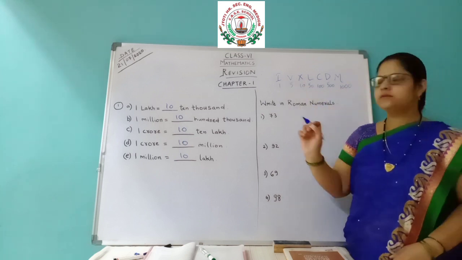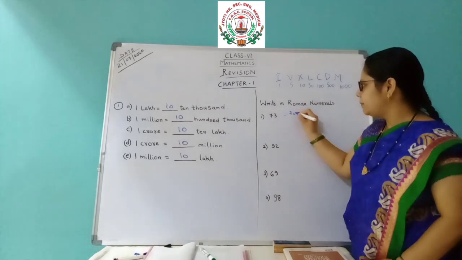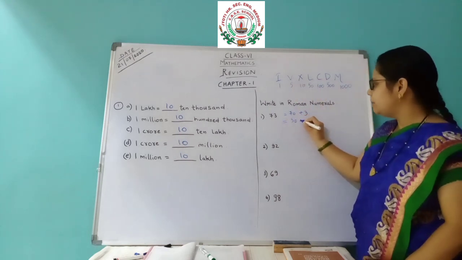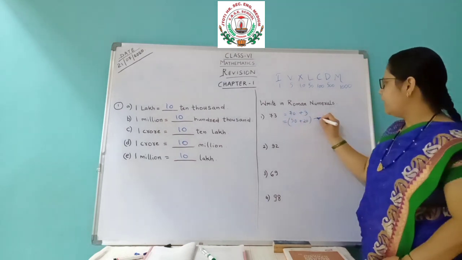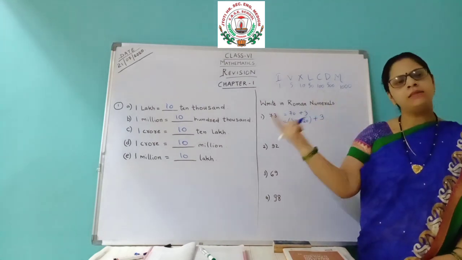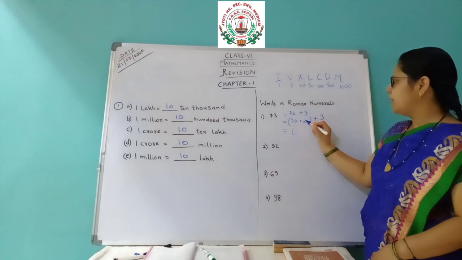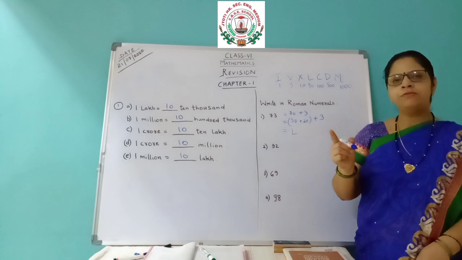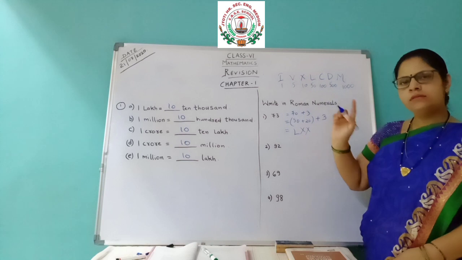Now for the conversions, clearly 73 is 70 plus 3. 70 we are not having here, so we will write 50 plus 20. 50 plus 20 is 70, and plus 3. For writing plus, that alphabet we write at the back side. So 50 is L, we will write L here. And 20 directly we are not having, so 10 and 10, two times we will write, so that is X and X. Two times we have written 10, that is 20.